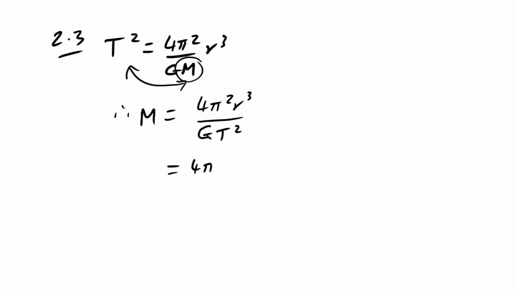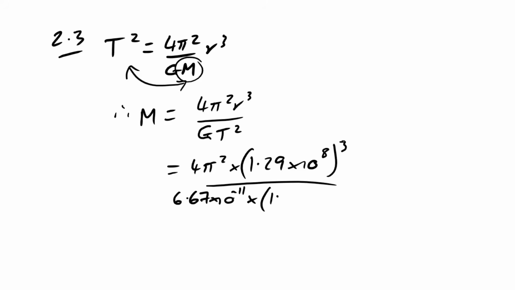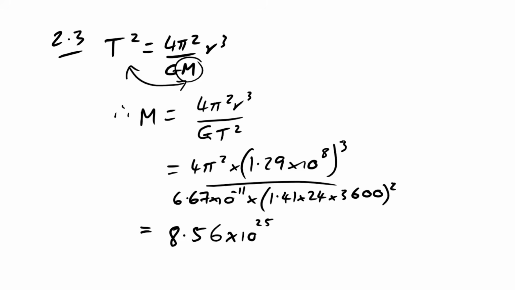So popping numbers in nice and careful like. So 4 pi squared times the radius. We can use Miranda or Umbriel, doesn't matter. Let's go with the one that we've actually been given. So that's cubed divided by G. But now we do have to turn this into seconds. So 1.41 days times 24 hours times 3,600 seconds in every hour, and that is squared. And we end up with an answer of 8.56 times 10 to the 25 kilograms.